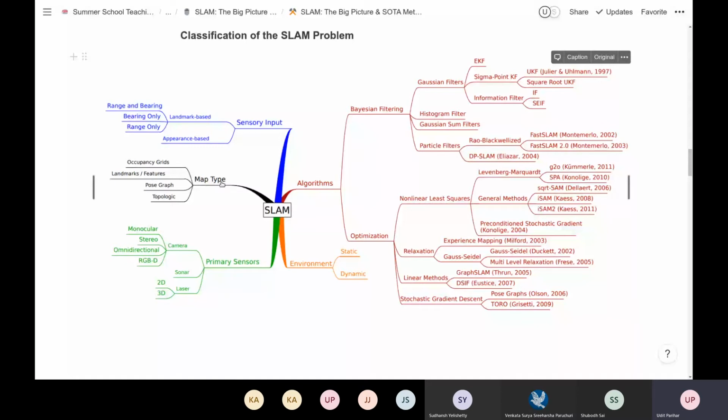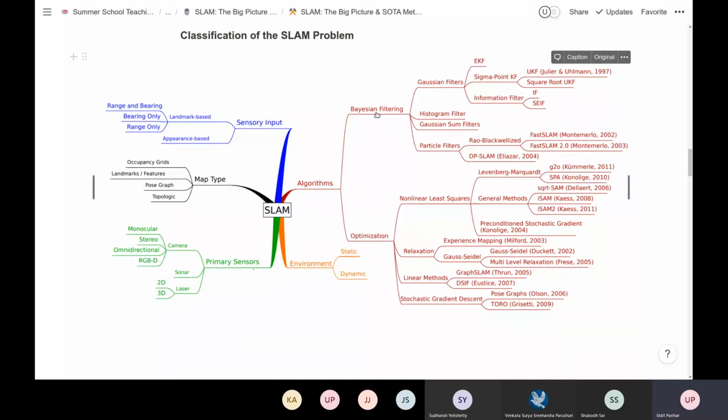So the SLAM problem is divided by what your input type or output type is. Your output map can be an occupancy grid, or features, or point clouds, or just the robot positions. Based on the sensors, you can use multiple sensors like monocular camera, stereo camera, RGBD camera, or lidars. Now it can be basically static or dynamic. We are basically concerned about static SLAM.